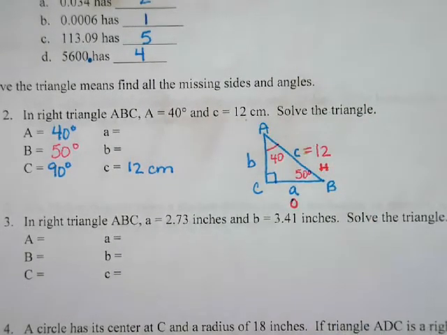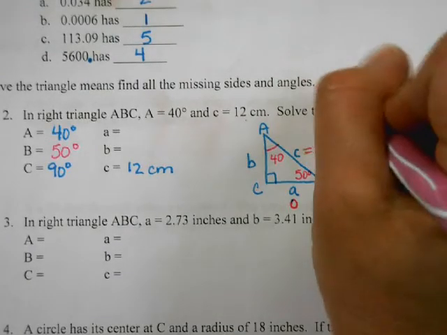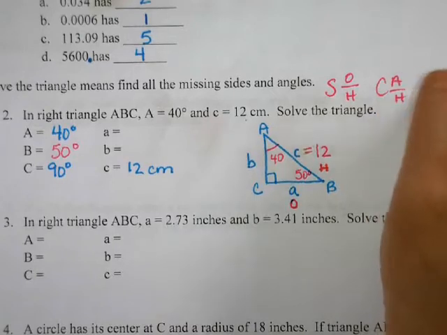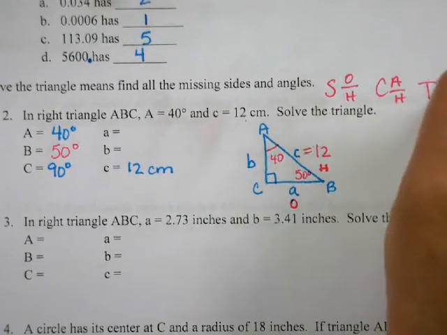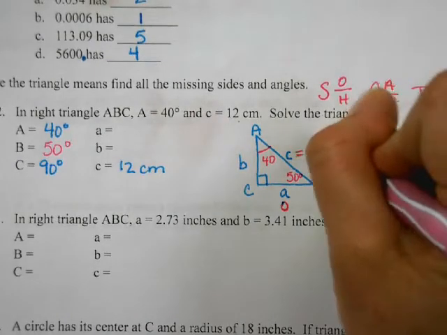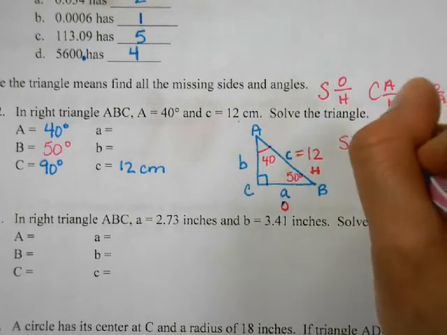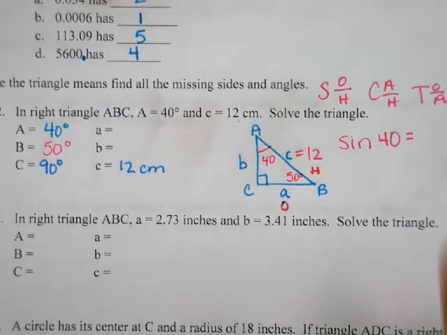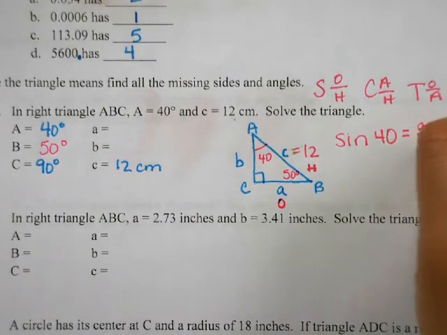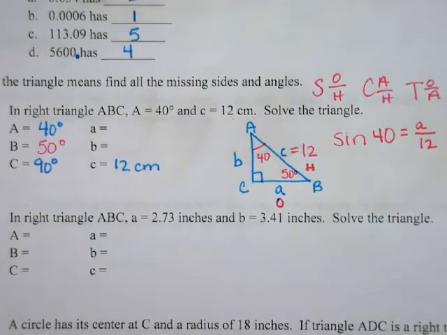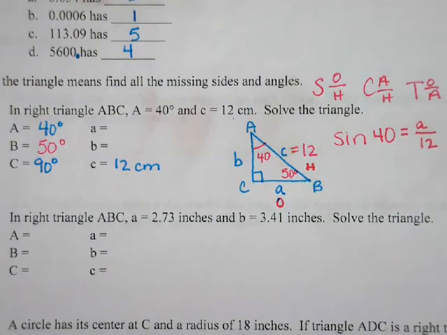So what trig function do I want to use? Sine. Okay, so this is the stuff I want to see on your paper somewhere. The sine of my angle, the sine of 40 degrees, is equal to opposite, which is a, over hypotenuse, which is 12. Think about this as your key to partial credit.